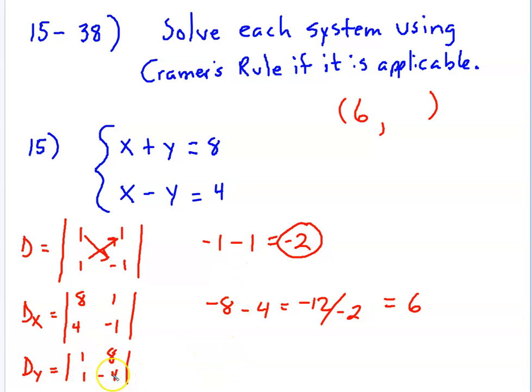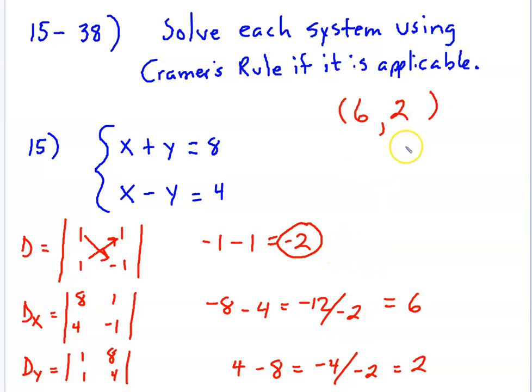And find the determinant. So negative 4 minus 8. Oops, I just realized I wrote negative 4 there. That's obviously positive 4. Let's fix that. Okay, 1 times 4 is 4, minus 1 times 8. That's negative 4. And again, always divide by this initial determinant that you get using just the coefficients. So negative 4 divided by negative 2 makes positive 2.